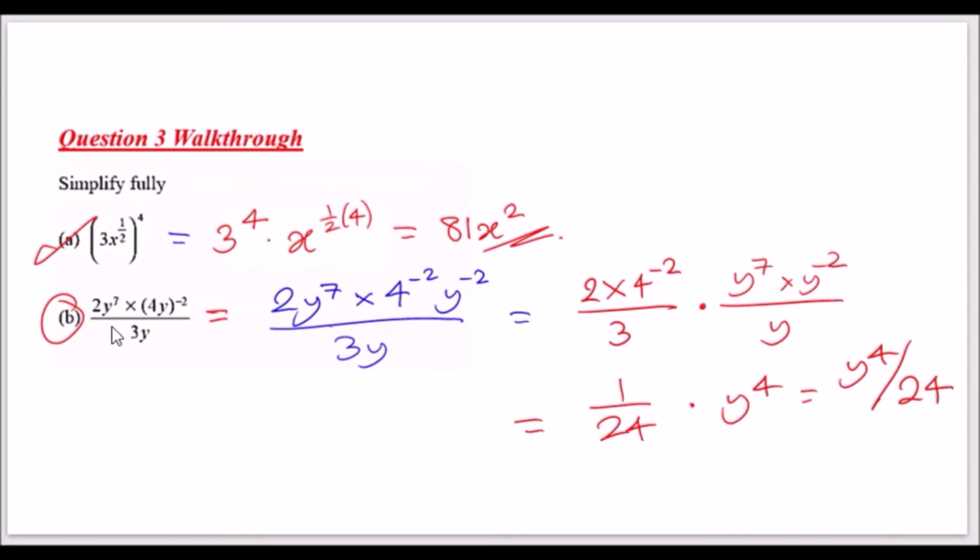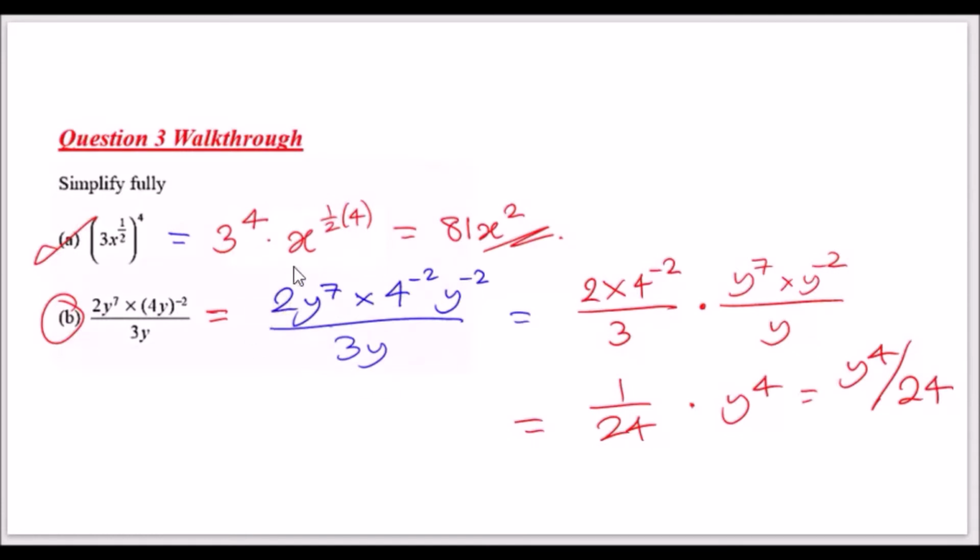So we've got 2y to the power 7 times all of this term to negative 2 over 3y. Now what I simply do is firstly open up the bracket. So we're going to have 4 to negative 2 and then y to negative 2. And then just have a think. Because we're multiplying and dividing, we can just do everything head on at once. So my advice is, if you've got numbers first, work with numbers.